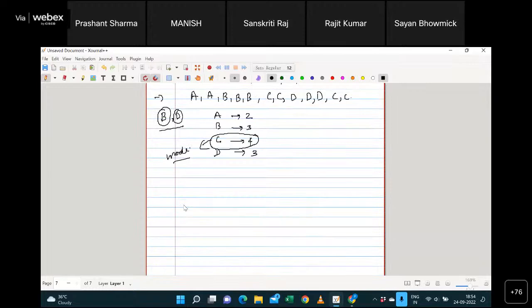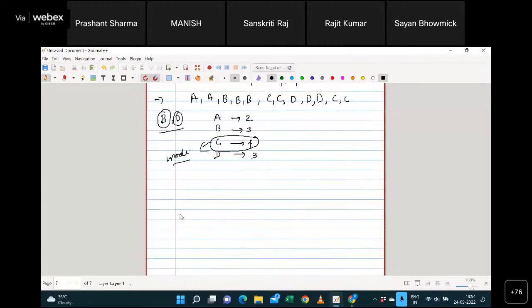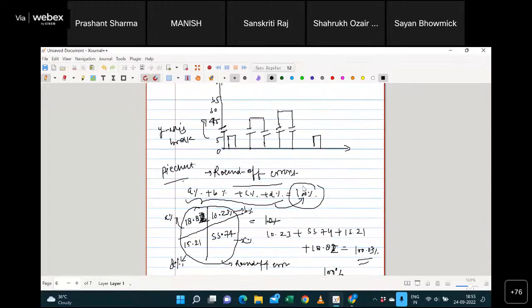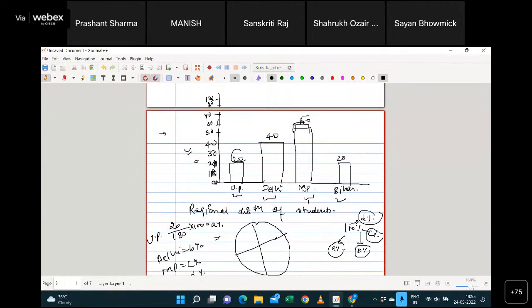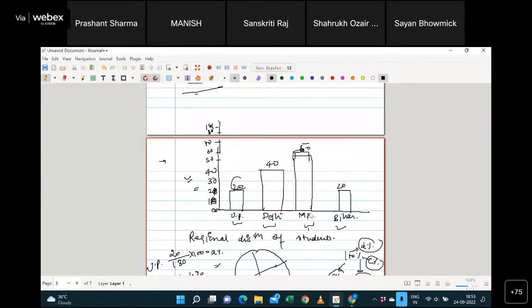Suppose I have a large data set, and I draw a bar chart. Then how will you identify the mode of that data set? The longest bar in a bar chart, yes, is the mode. The longest bar in a bar chart will give you the mode of that data set, because when you obtain the longest bar, that means you have the maximum count, right?